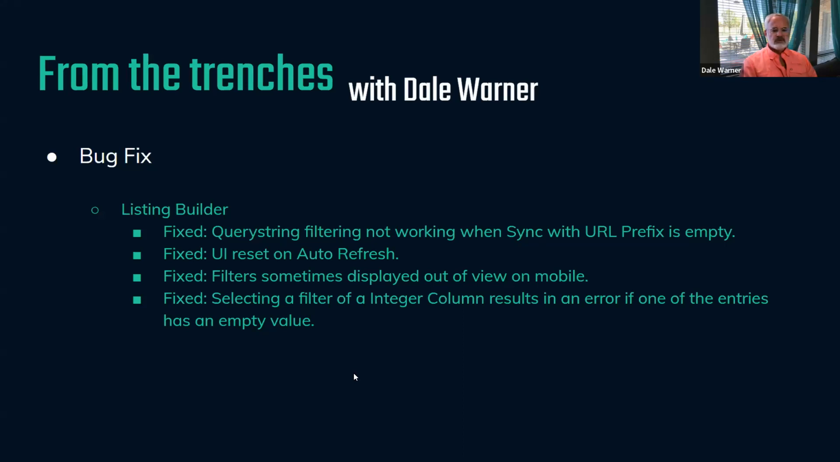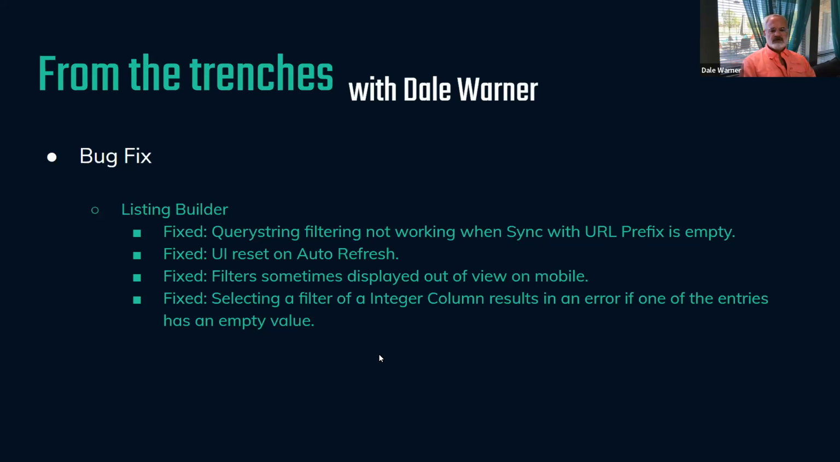In our listings builder, there was an issue having to do with query string filtering not working when the sync with URL prefix was empty. That was an oversight and something that got introduced accidentally in version 1.25. The UI, something about UI refresh on UI reset on auto refresh. I have to admit not being familiar with that one. We had a report of an issue having to do specifically with certain mobile phones, iPhones, that the filters were sometimes displayed out of place or out of view, and that has been corrected.